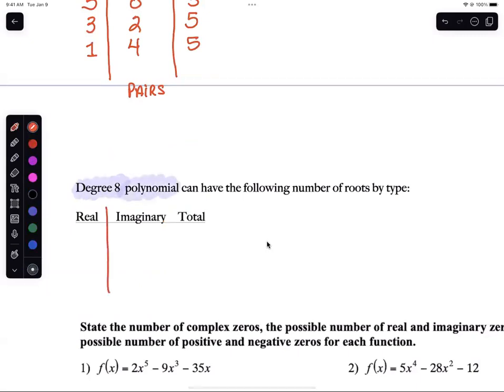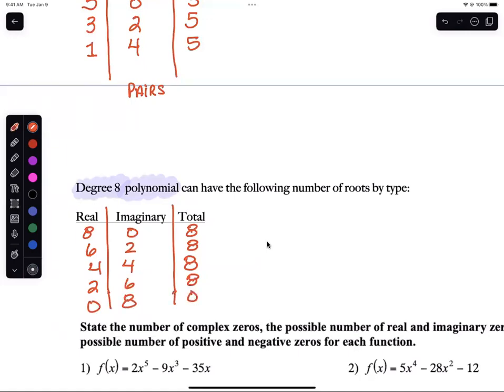And let's make our columns. I could have 8 real, no imaginary, giving me a total of 8. 6 real, 2 imaginary, giving me a total of 8. I could have 4 of each. I could have 2 real, 6 imaginary, or I could have no real roots. They could all be imaginary. Notice the imaginaries are always occurring in even number pairs.